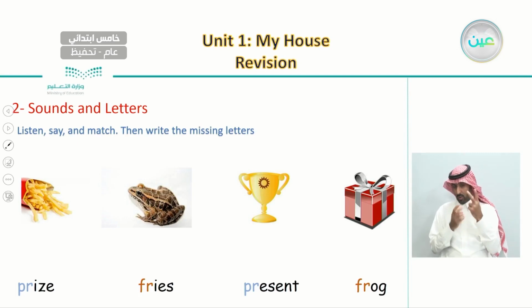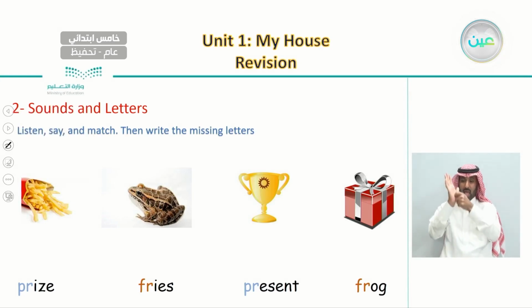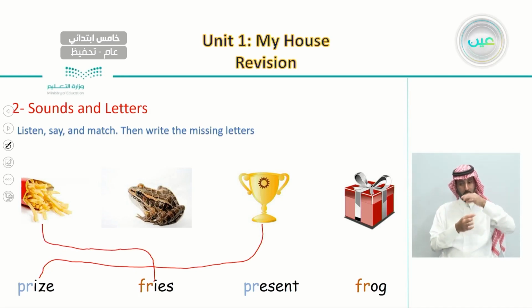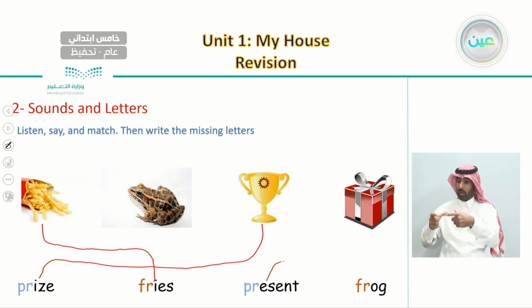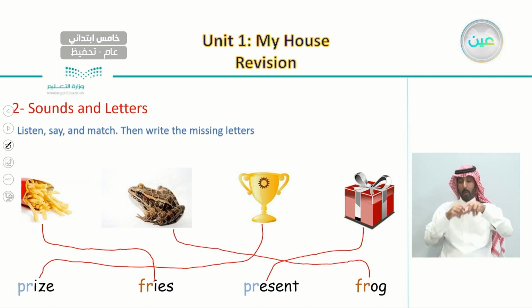And we said that if we want to know the meaning of each of these words, then we have to match them with the picture. So we started with the first one. The first word here is prize. Prize is something that people give to those who win. And also for fries, you remember that it is already solved. Fries, which is a type of food. And then we have the word present, which people usually give on a pleasant occasion. And finally, we have the word frog, which is an animal that lives in the sea.